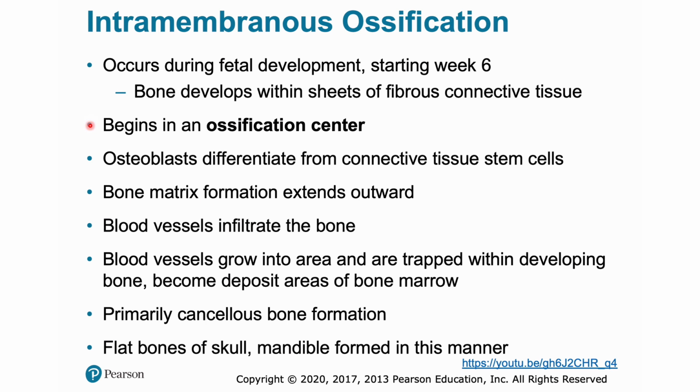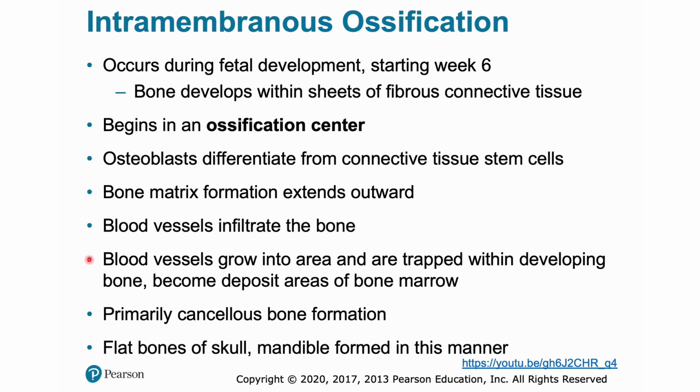As ossification proceeds and new bone branches outward, some osteoblasts get trapped inside bony pockets and they mature or differentiate into osteocytes. Bone growth is an active process, and osteoblasts require oxygen and they require nutrients. So blood vessels begin to grow into the area to meet those demands. Over time, the blood vessels get trapped within the developing bone.